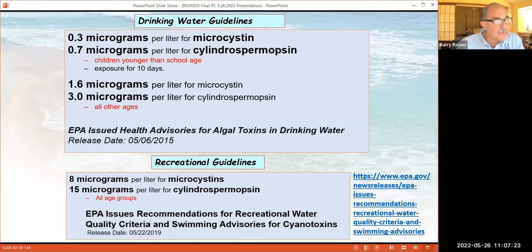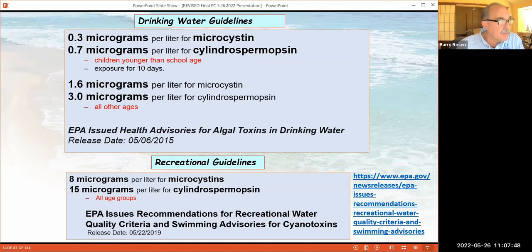So the toxins that are regulated, well, I shouldn't say that. The toxins where there's guidelines from EPA are microcystis and cyanobacteria. There's drinking water guidelines. They were promulgated in 2015 after the event in Lake Erie. You all know about the drinking water situation that happened up there. And it's 0.3 micrograms per liter of microcystis and 0.7 for cyanobacteria.